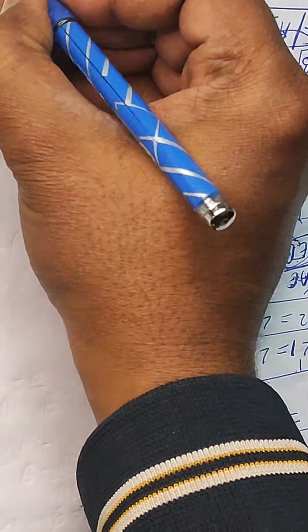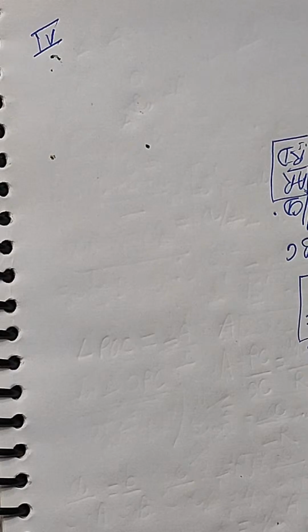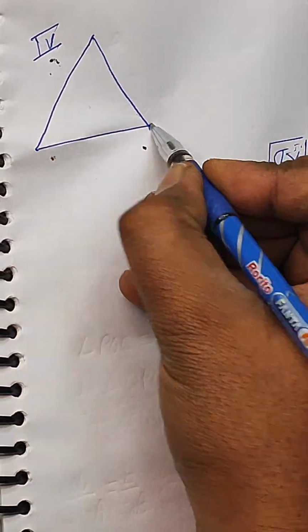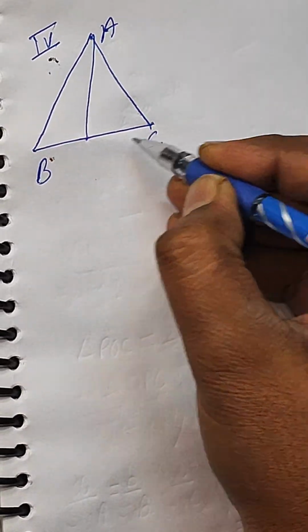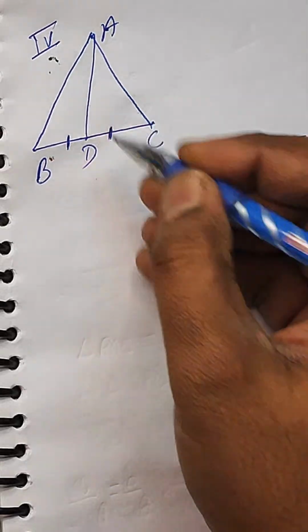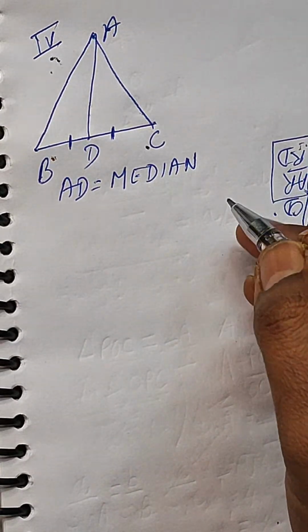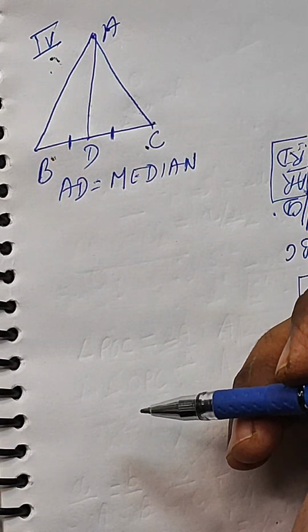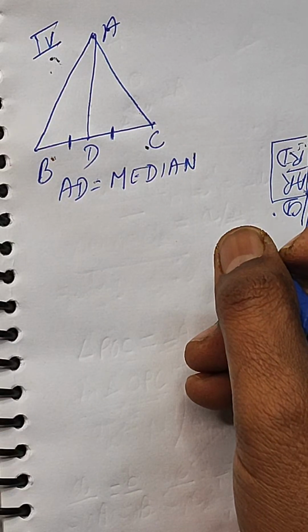So the fourth theorem which we are going to discuss today, from the triangles, is this: in a triangle, if AD is the median of the triangle, then, if two sides and a median bisecting one of these sides of a triangle are respectively proportional to the two sides and the corresponding median of another triangle, then the triangles are similar.